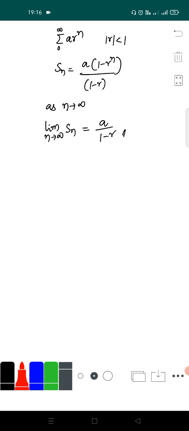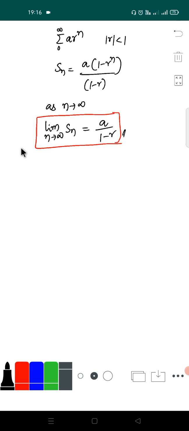So this is the value that we are looking for here. This is the converging value. So the entire geometric series is converging to this one. If our common ratio modulus of r is less than 1, then the entire geometric series a r to the power of n, from n equals 0 to infinity, is a by 1 minus r.